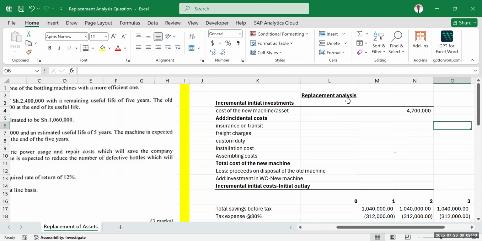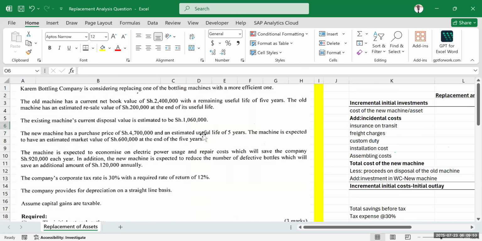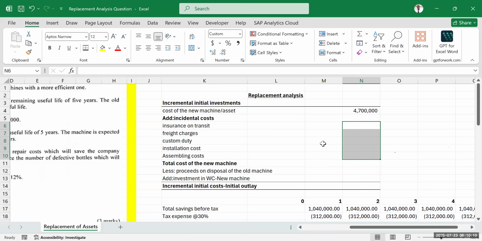Then we ask ourselves, add any incidental costs or any additional expenses that are involved in bringing the machine into the premises. In this question, was there any mention of any other additional costs? I did not see any. I'm still checking. I'm not able to see any freight charges, customs duty, installation, assembling, and all that. In case you get any of them, please capitalize them. Because in this case, they are not there, we just skip those other adjustments. In case they're there, you know how to treat them.